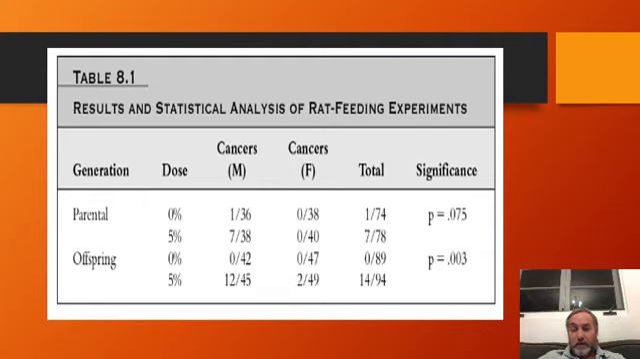But then if you look at the second generation, you've got 12 males with cancer compared to 0 in the control offspring, and 2 females with cancer compared to 0. So a much bigger difference, and that was statistically significant at the 0.003 level. So very significant.